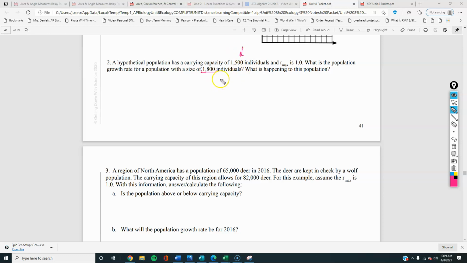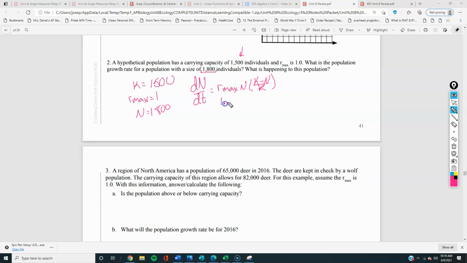So let's fill in some stuff we know, though. I know K, based on the formulas up above, is 1,500. My R max is 1. My N is 1,800. So I'm going to use all that information, and what I'm looking for is my dN over dt, my change in population over my change in time. Well, I know this equals R max times N times K minus N over K. It's in my formulas up above, guys. It's given to you.